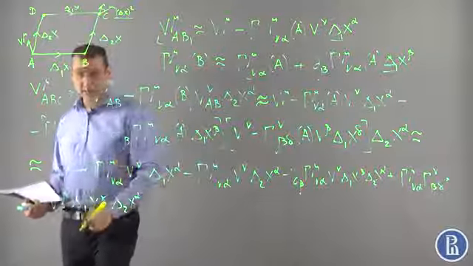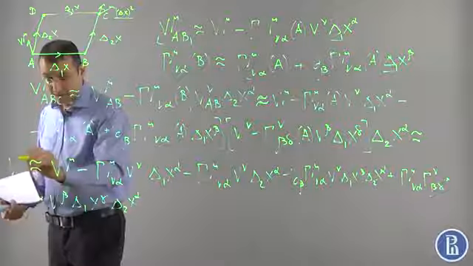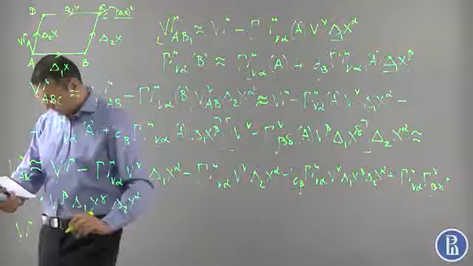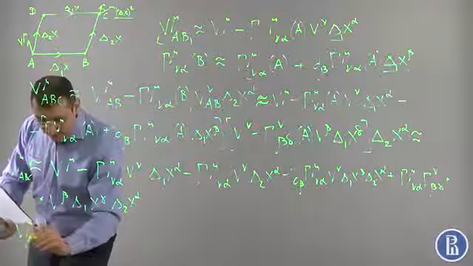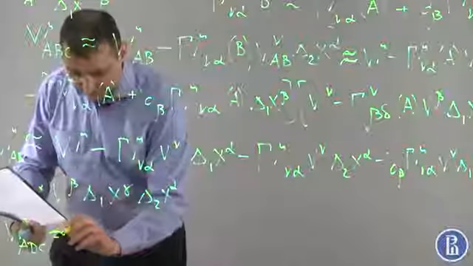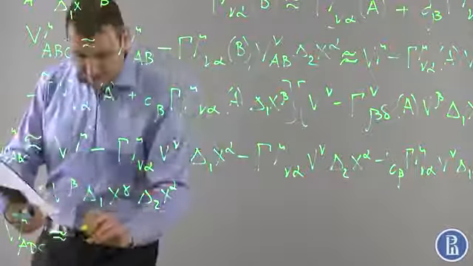The result is as follows. So this is just V^μ_ABC. Now let me write V^μ_ADC, just the expression for it without derivation. The derivation is very similar.